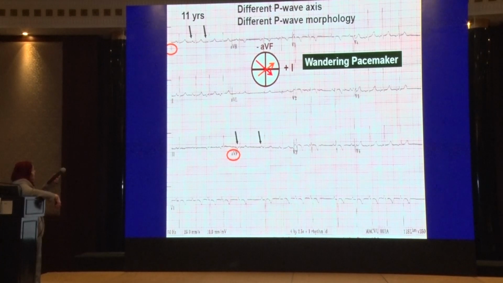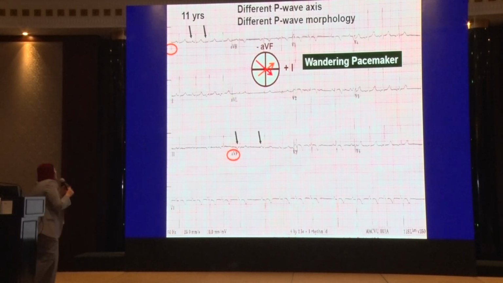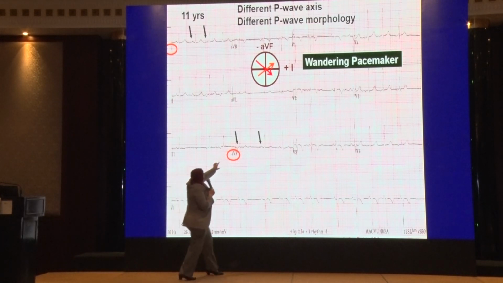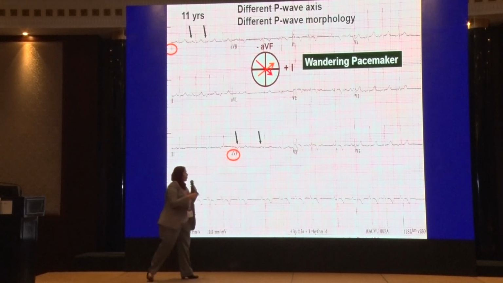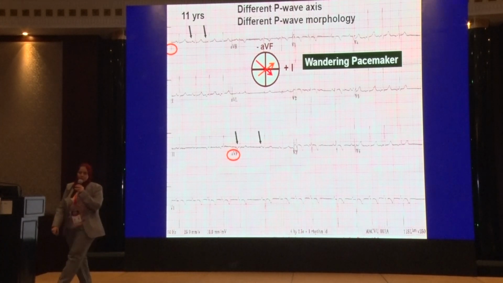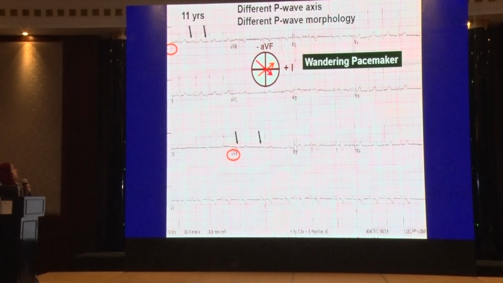Okay, and this is something that is benign, but usually people become confused with it. In this patient, we have the P wave, it's positive here in lead 1 and lead 2, and it's negative in the AVR, but the P wave keeps changing its shape. Like we have different shapes of the P wave. Here we can see the P wave is negative, then it turned out to be positive. Then if we look at different parts of the strip, we have different shapes. So this is what we call wandering pacemaker.